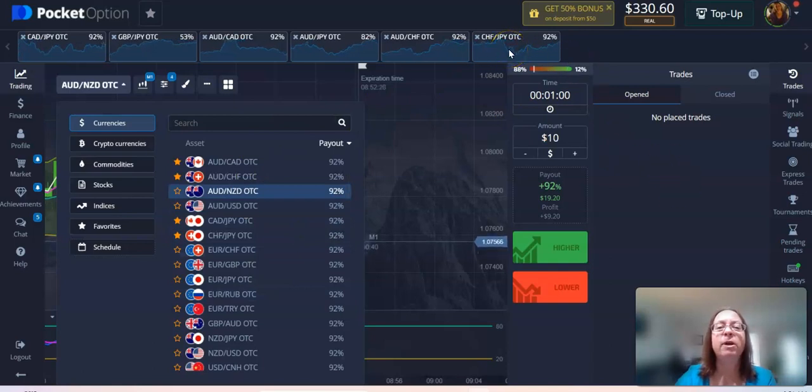Sometimes you have to click more than once up here for it to actually change to that particular pair, so it might be easier for you to choose them from the list.